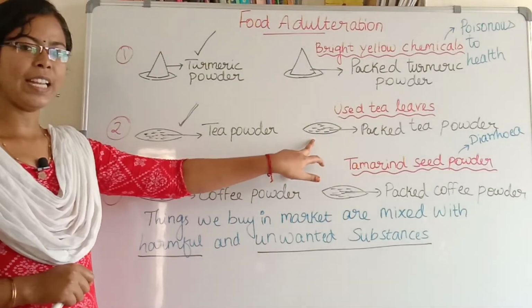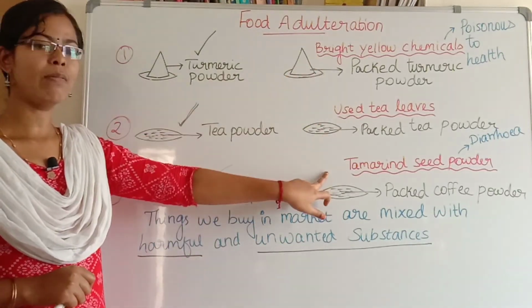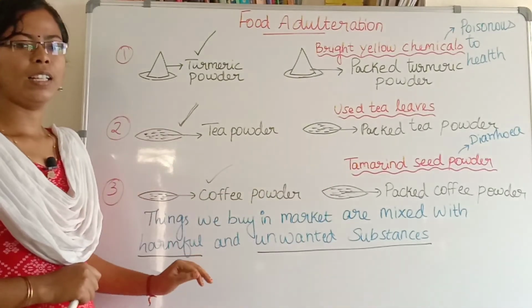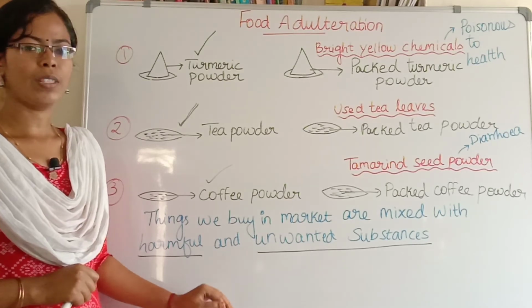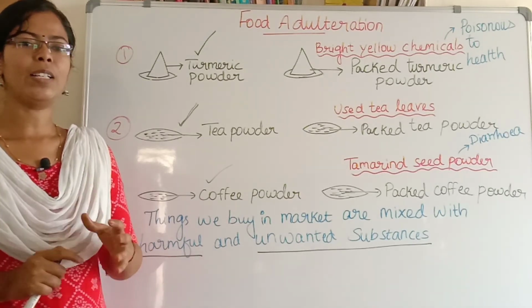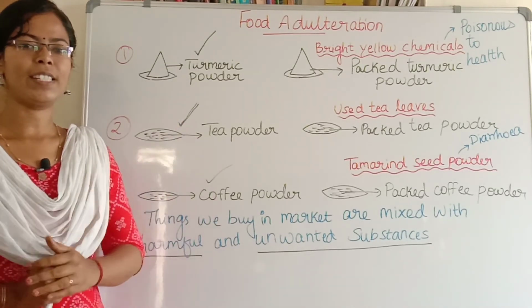This used tea leaves is an unwanted substance, but this bright yellow chemical and tamarind seed powder are harmful ones. They cause health problems to us. So start using masala items or some other things from homemade. Eat better and stay well.